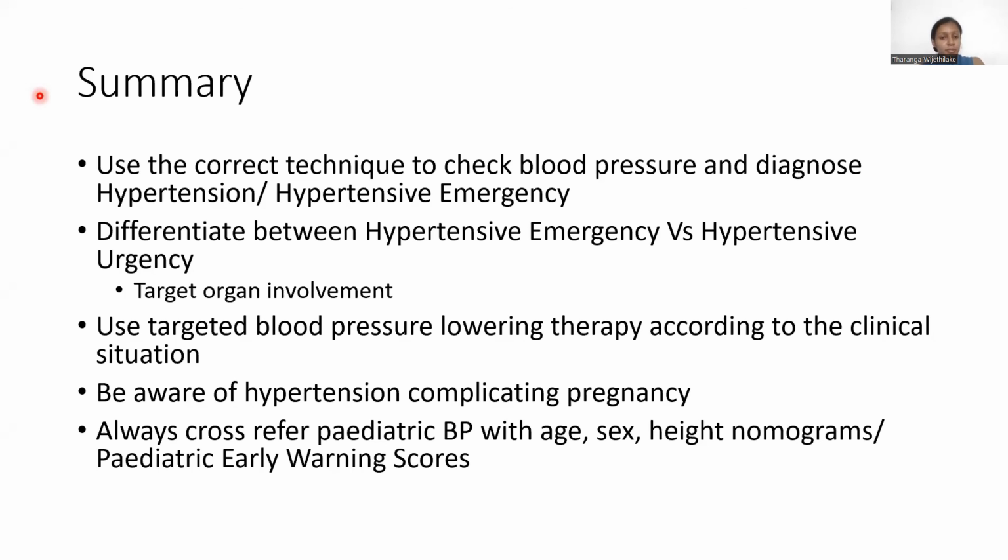Always differentiate between hypertensive emergency versus hypertensive urgency. We do that by looking at the target organs. These target organs, starting from the top, are your brain, your eyes, your heart and the major vessels, then your lungs and your kidneys. Use targeted blood pressure lowering therapy according to the clinical situation. For true emergencies, we have treatment targets.